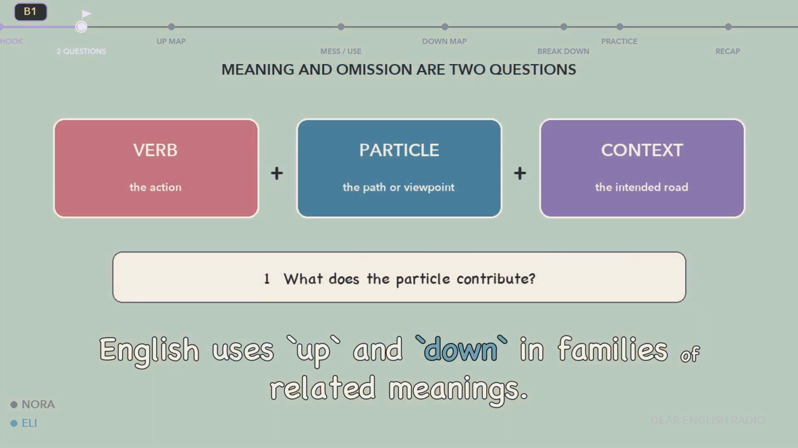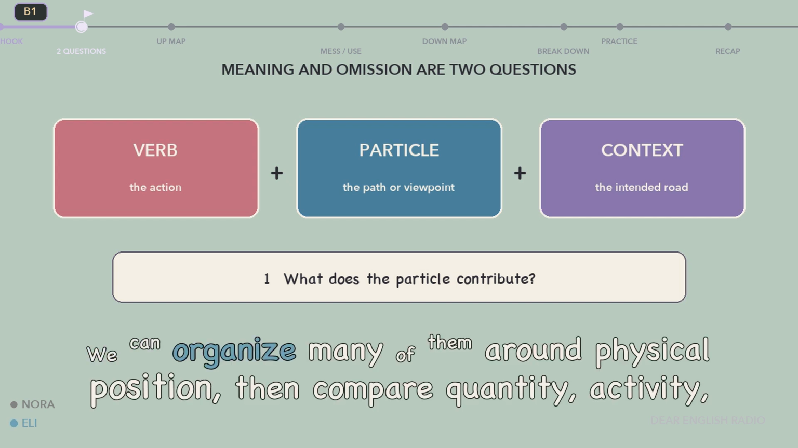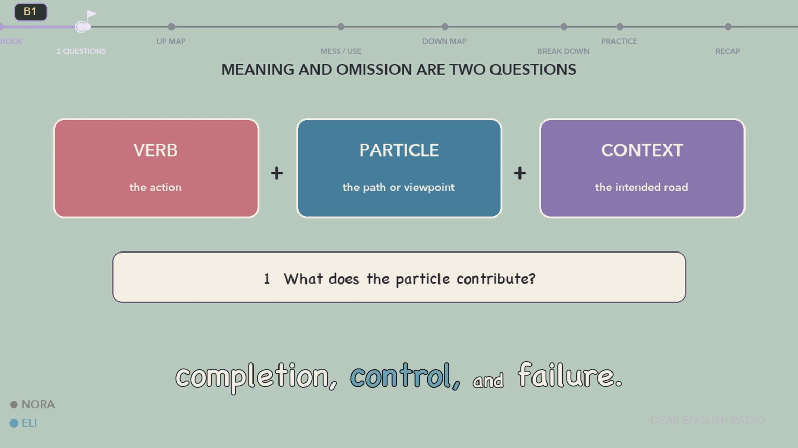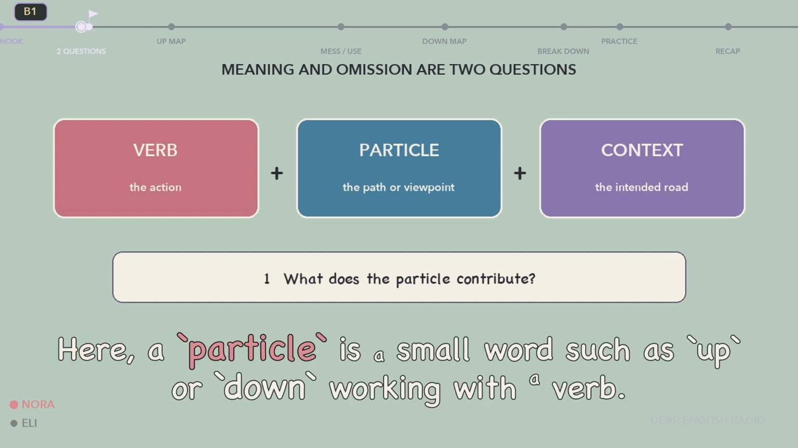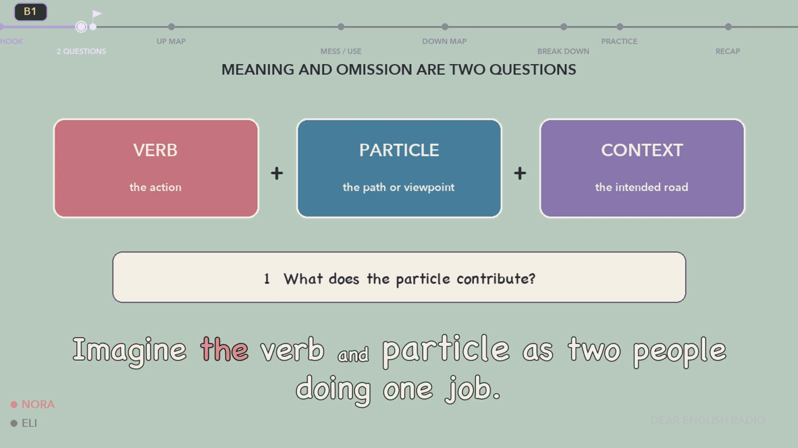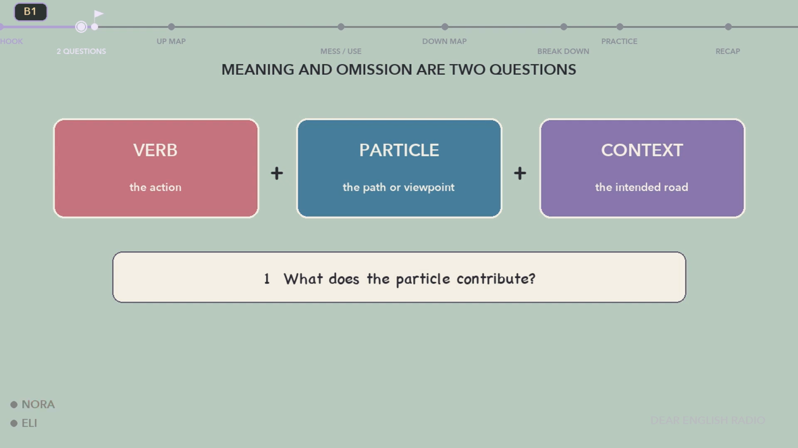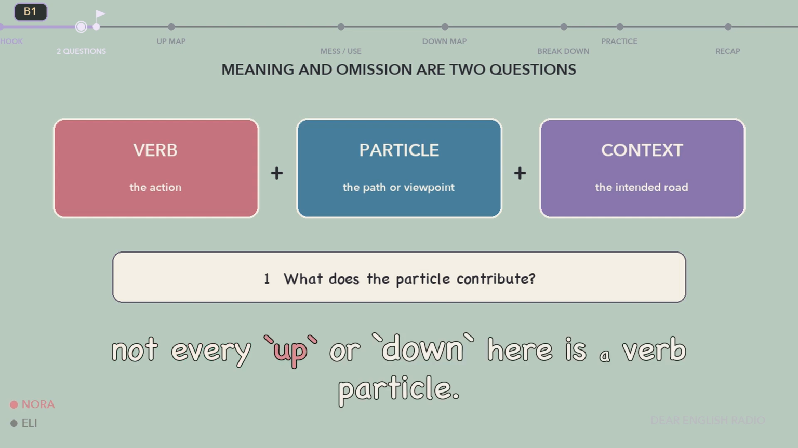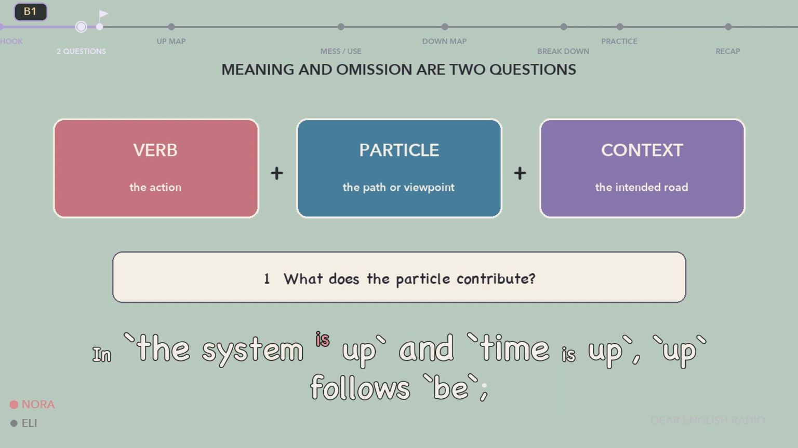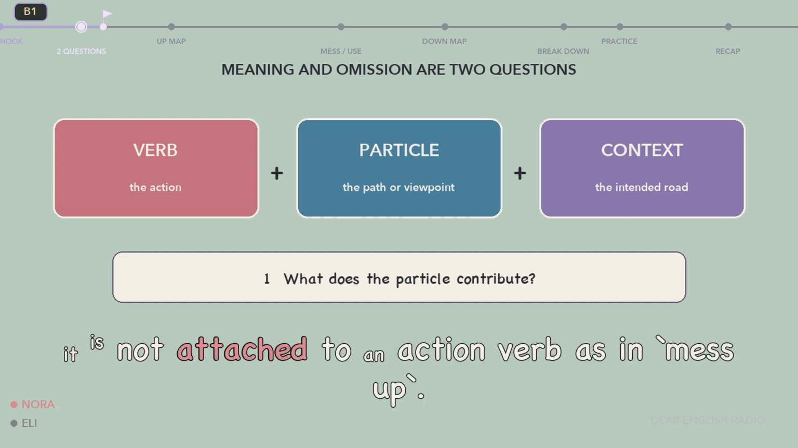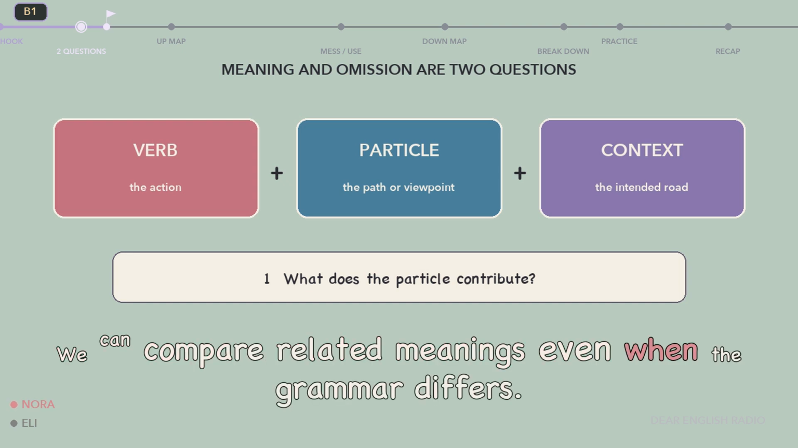English uses up and down in families of related meanings. We can organize many of them around physical position, then compare quantity, activity, completion, control, and failure. Here, a particle is a small word such as up or down. Working with a verb, imagine the verb and particle as two people doing one job. One grammar warning: not every up or down here is a verb particle. In "the system is up" and "time is up," up follows be. It is not attached to an action verb, as in "mess up." We can compare related meanings even when the grammar differs.